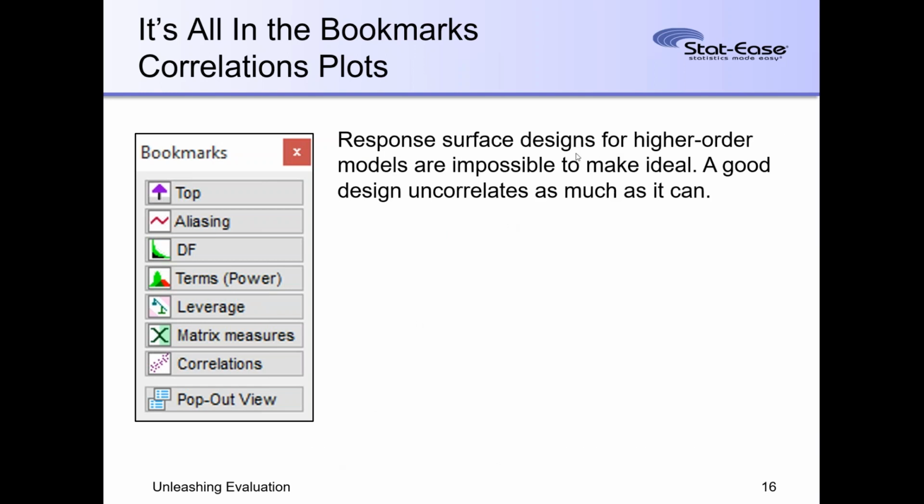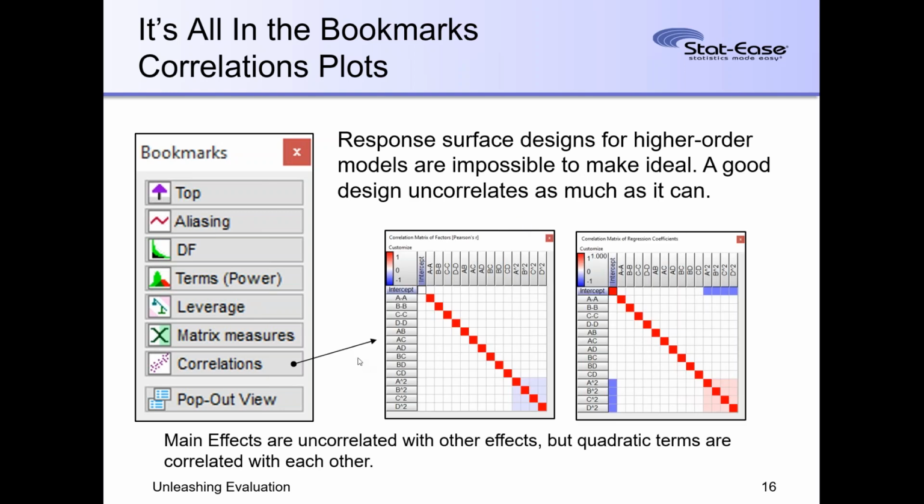When you have response surface designs for higher order models, it's impossible to make everything uncorrelated. Well, you can, but it takes an infinite number of runs. Over here, you have some correlation among these quadratic effects for this second order quadratic model for 4 factors. Now, the main effects are completely uncorrelated, but the quadratic terms are correlated.